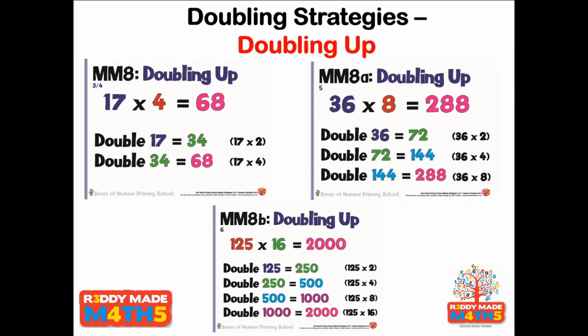So, as we've just seen, this is the doubling up strategy. We've looked at these examples in the classroom, so I won't go through them again. I just thought it was worth showing you the examples from the visual calculation policy.